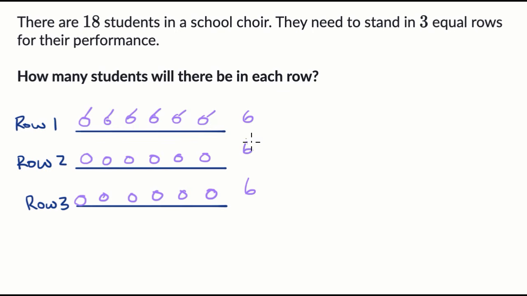And that makes sense because if I add 6 plus 6 plus 6, I get to 18. If I say 6 times 3, that's 18. Or if I say I have 18 students and I want to divide them into 3 equal rows, that is going to be equal to 6.